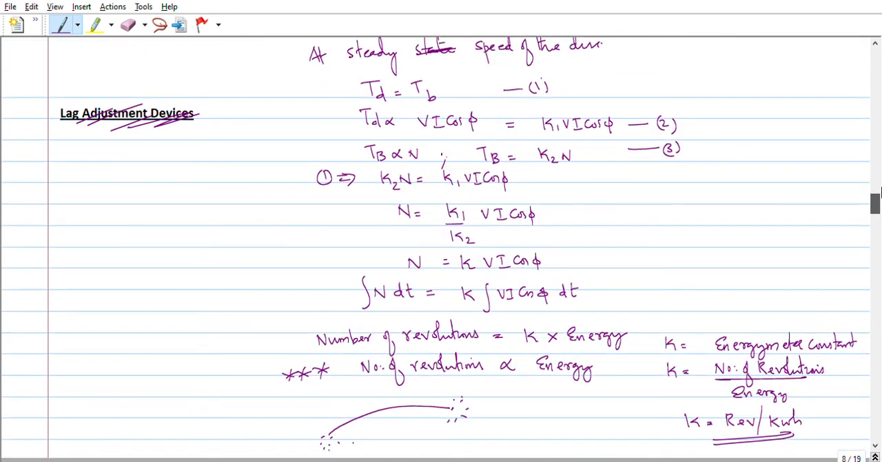Then how is the energy measured? That is equal to the number of revolutions. Therefore TD is equal to TB, and at the steady speed of the disk TD is equal to TB. Then TD യുടെ equation കൊടുക്കുക, TB യുടെ equation കൊടുക്കുക, നമുക്ക് ഡയറക്റ്റ് ആയിട്ട് K കിട്ടും. K is in revolutions per kilowatt hour, that is the unit of K.